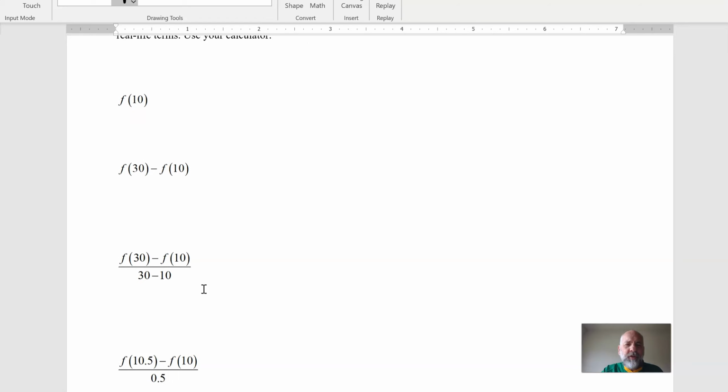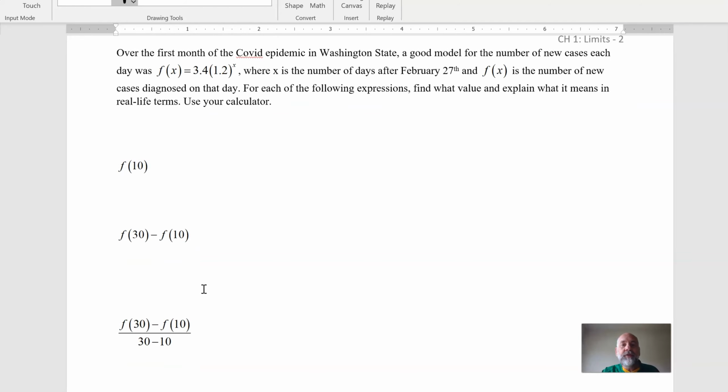Just to save a little time so you don't watch me pushing buttons, I'm going to find all these values by plugging 10 in, or 30, or 10.5, or whatever, into the function, and then working all these. So I'm going to pause it, work those things out, and then we'll talk about them. You could try that too on your calculator.